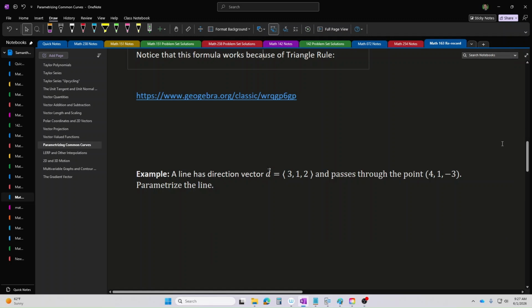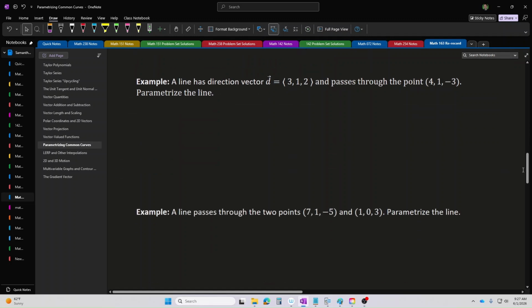So let's go ahead and use this template to parameterize the line with the following data. This line has a direction vector d equals 3, 1, 2, and it also passes through the point 4, 1, minus 3. So let's parameterize this line. Let us find a vector valued function which represents this line. Pretty simple question because we're directly given the information that we need to fill in the template.